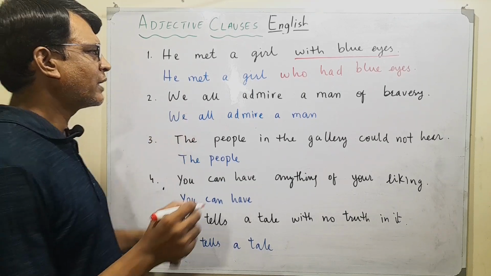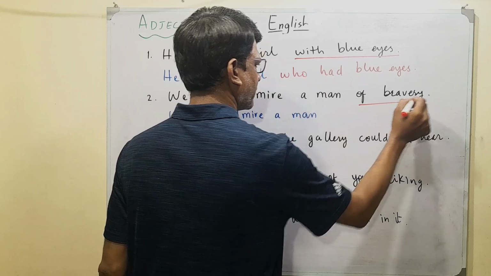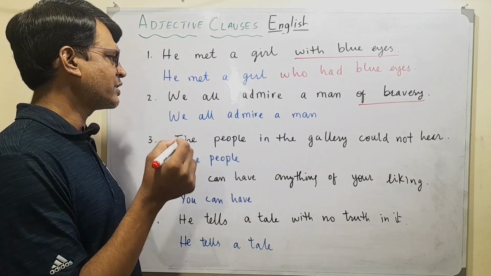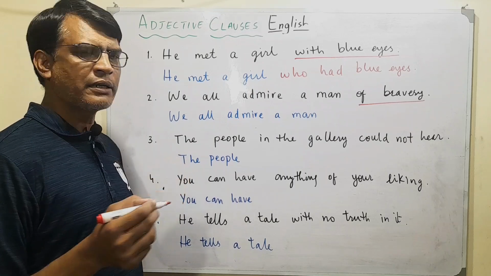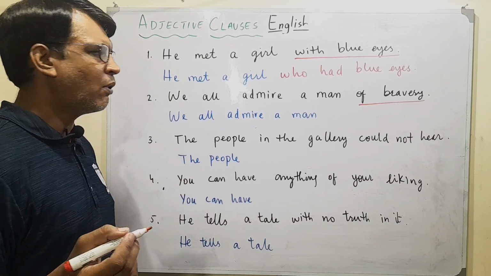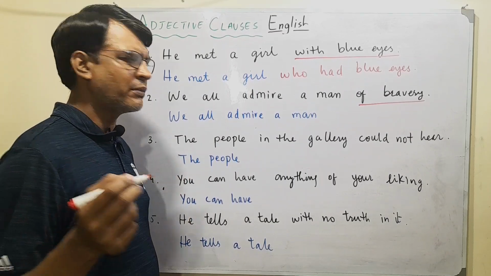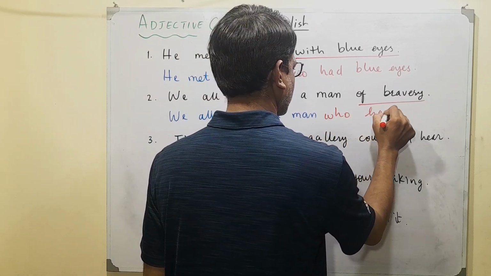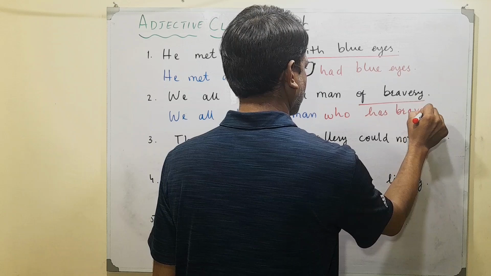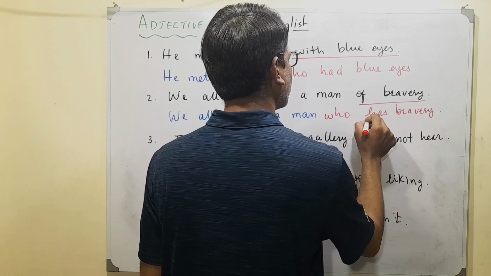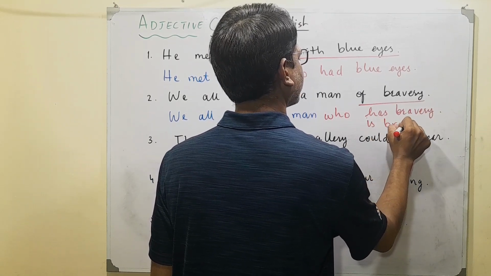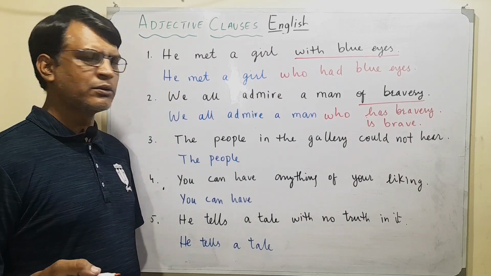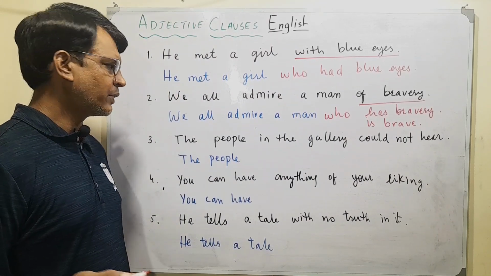The next is we all admire a man of bravery. How will we change this adjective phrase into an adjective clause? We all admire a man who has bravery, okay, or who is brave. There can be two possibilities. We all admire a man who has bravery or who is brave.